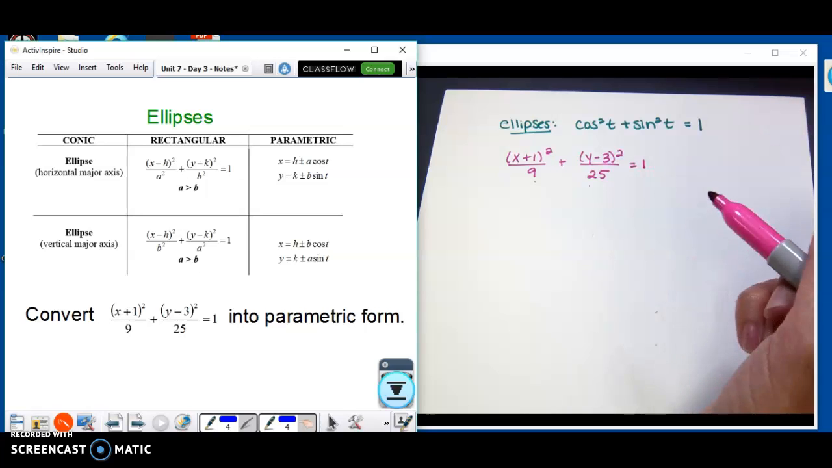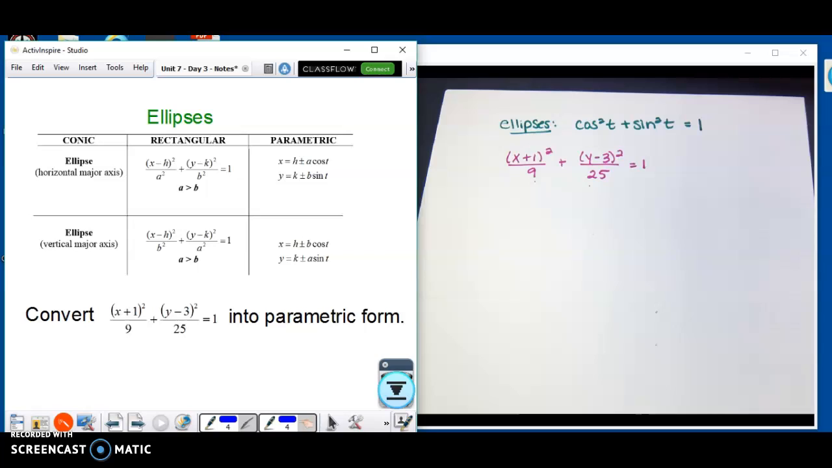A couple of things, if you remember from an ellipse, we have a center of the ellipse, we have our major axis, we have our minor axis, we have our vertices, we also talked about the foci. So we're not going to cover all that stuff today, but just remind yourself those are the vocabulary words that we have. So right now, I just want to change this into parametric form.